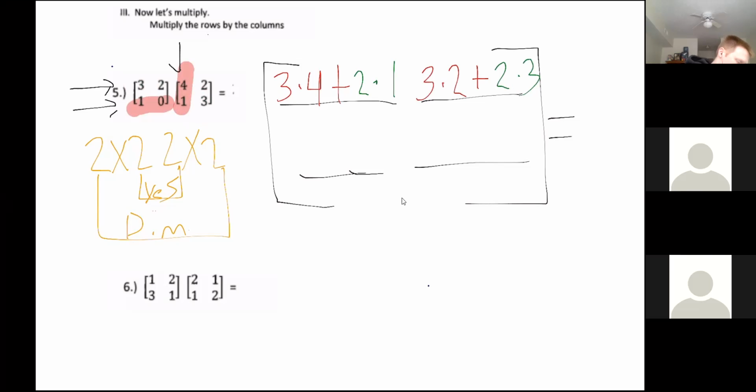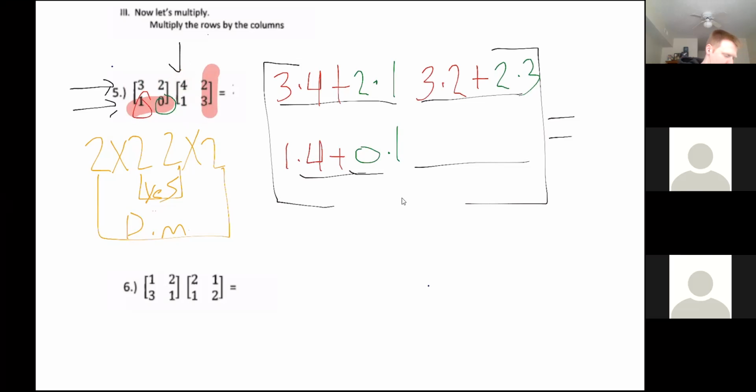So the first number would be 1 in the row, and the first number in the column would be 4. So it'd be 1 times 4. Then the second number in the row is 0, and the second number in the column is 1. So it'd be 0 times 1. So now we're done with this column. So now we're going to look at our last column.